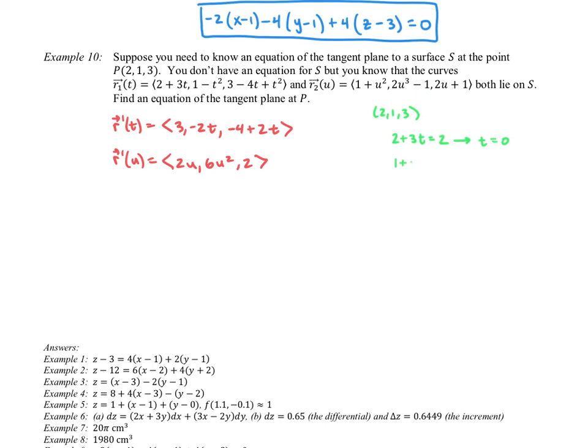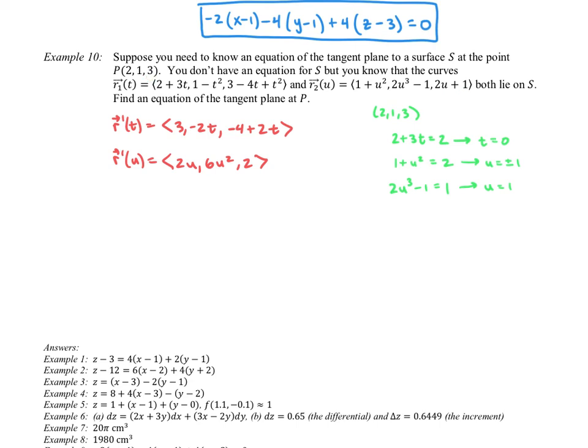The next one says that 1 + u² is equal to 2. What I'm doing is taking the first component and setting it equal to the first value in my point. This gives us u equal to plus or minus 1, so not really good enough yet. Let's try the next one. 2u³ - 1 must equal 1. I'm taking the second component and setting it equal to the second component of the point. That gives me u³ equal to 1, so u equals positive 1. That's pretty definitive. Let's make sure the third one works. If I take 2 times 1 plus 1, I do get 3. So u must be 1.